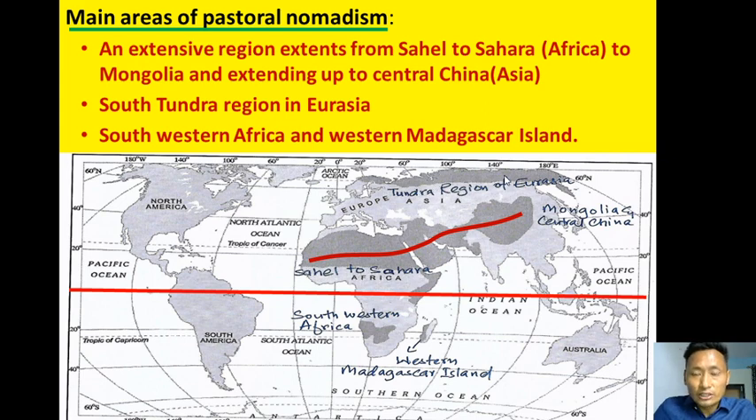Tundra region of Eurasia, next region. If you look at the world map, this red line shows the equator. Nowadays, most people who are engaged in pastoral nomadism are located in the northern hemisphere of our earth. This is the equator. North of the equator is called the northern hemisphere, and south of the equator is called the southern hemisphere. So if you look at the map, we can generalize that most people engaged in pastoral nomadism are located north of the equator.